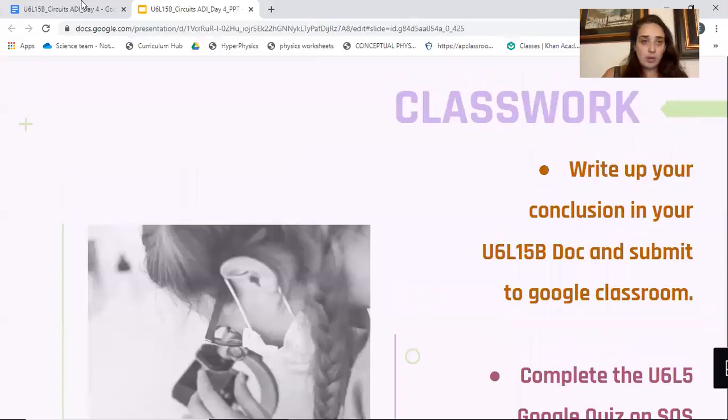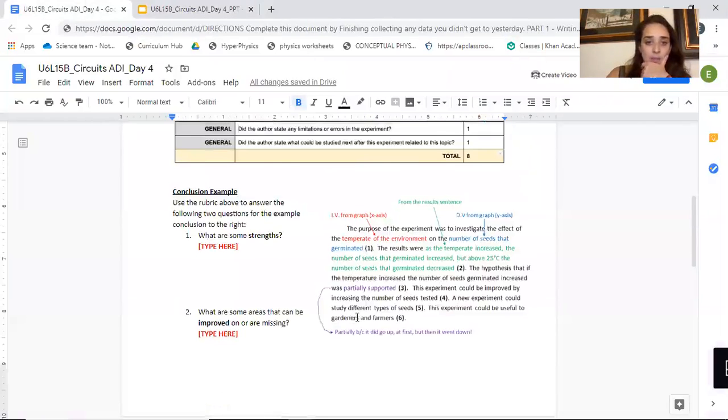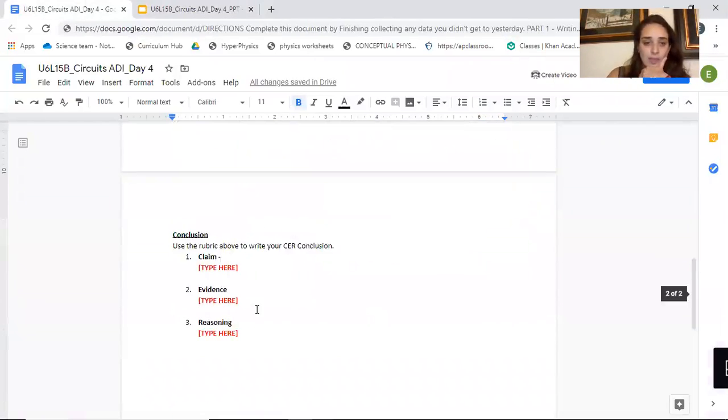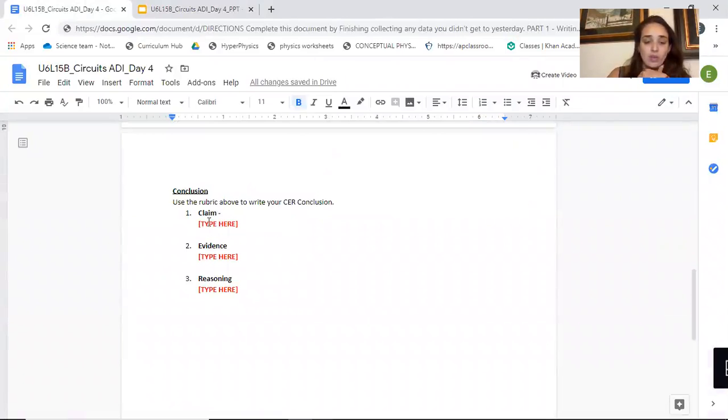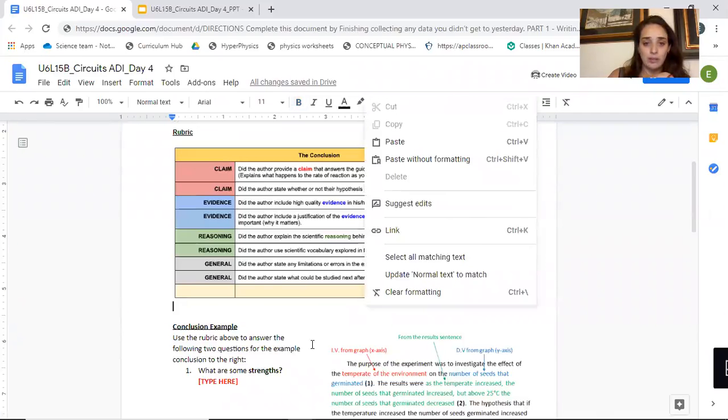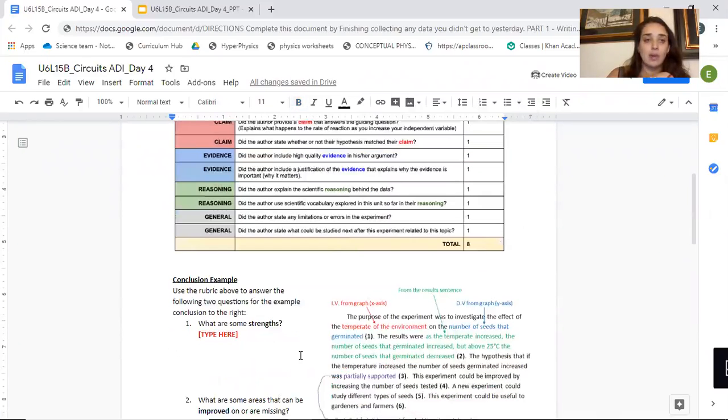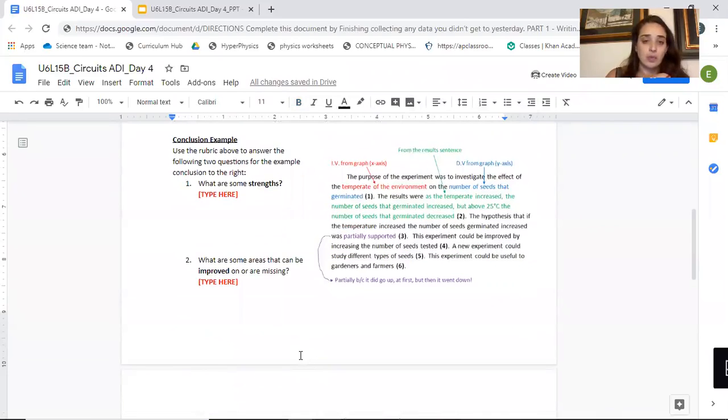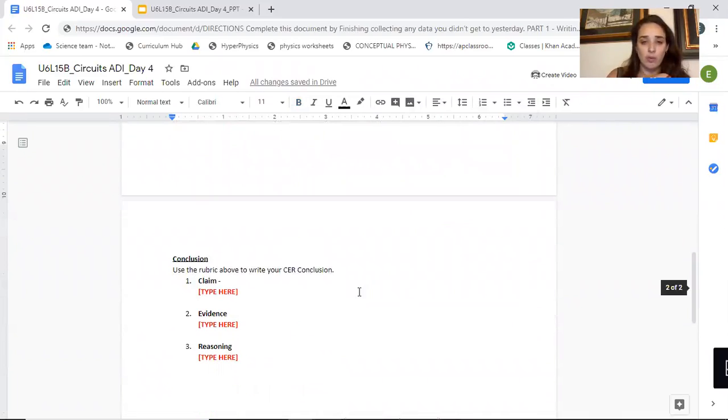So I'll make sure that we're all on the same page here. Here's where you wrote the strengths and improvements. So here in your conclusion, just write your claim, the evidence, and your reasoning using the rubric given above. And also make sure to have yesterday's classwork document open so that you can refer to your work from yesterday to properly respond to this. Right? That's all for today.